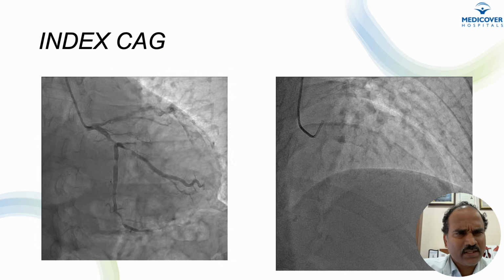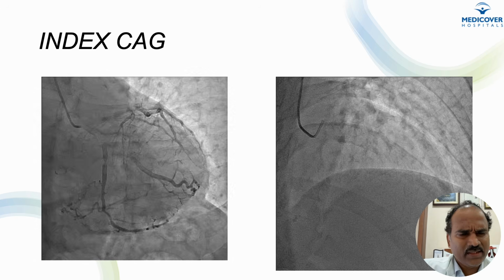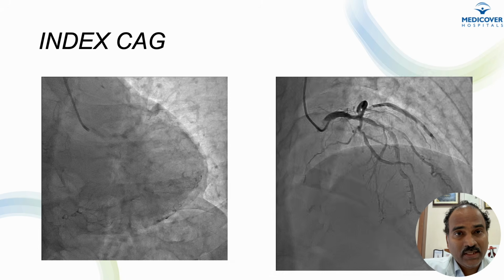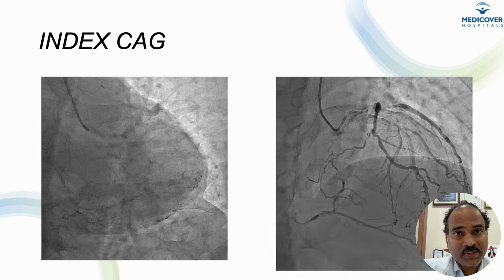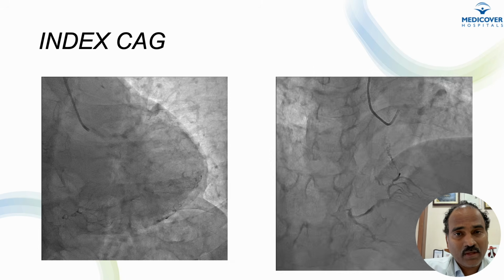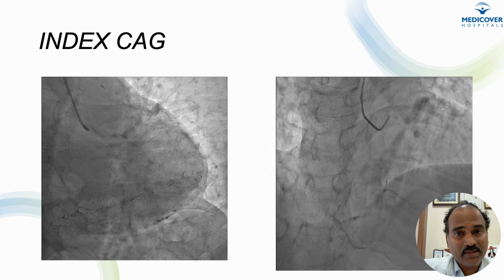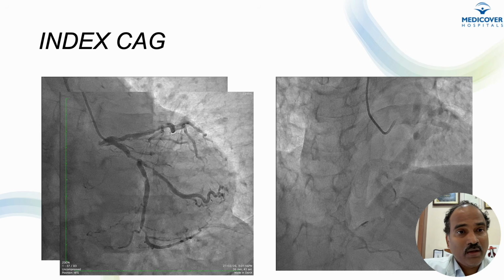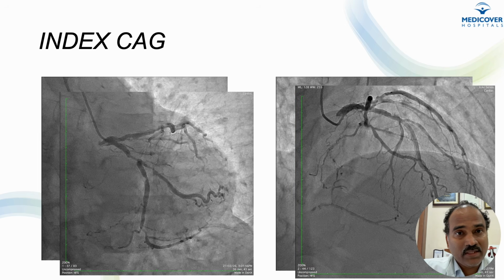This was the index coronary angiogram. You can clearly see there is a tight lesion in LCX extending into OM1 and also another lesion after the OM origin. In the LAD, there is an intermediate lesion, and we did an IVUS for this LAD. Lumen areas were more than 4 mm square. That's why we decided not to do anything to the LAD. This was the LCX lesion and this was the LAD lesion.